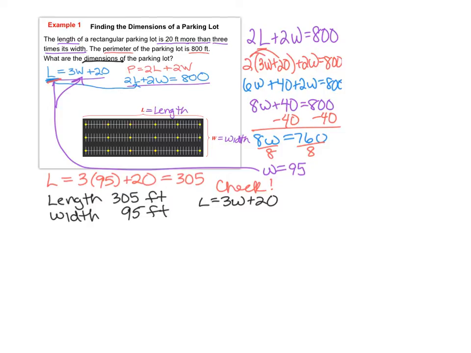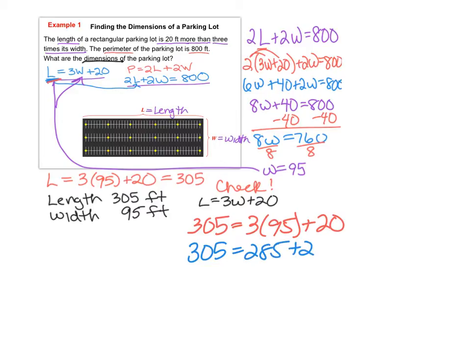So L is equal to... go back a sec. All right. So L being 305, does that equal 3 times 95 plus 20? And then we get 305 equals 285 plus 20. So we see that is correct. So it works for the first equation.